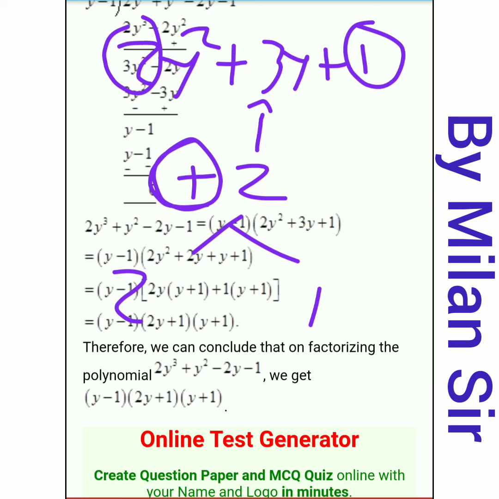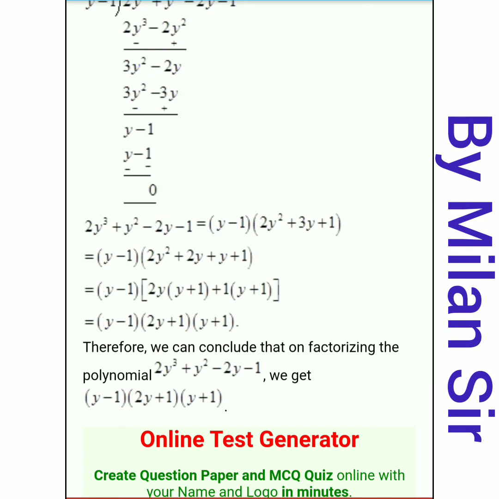Second thing, here we have plus sign, so we need to give the same sign to both these factors, and that same sign will be the middle term's sign. Here we have plus sign in the middle term, right? So we need to give plus sign to both these factors, right? So plus 2 and plus 1. Okay, now 2y square plus 3y plus 1.